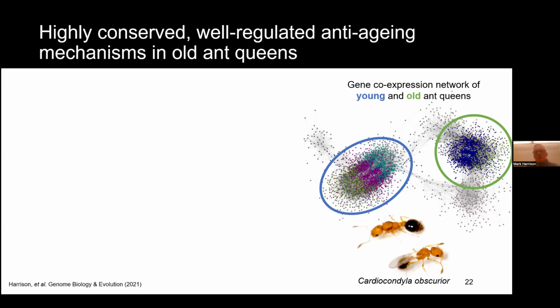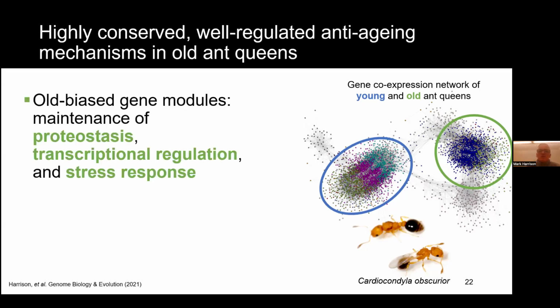And we had a look at which genes belong to these modules which are up or down regulated. And in the modules that are upregulated in old queens, we find lots of functions which are important for combating classic hallmarks of aging, such as related to maintenance of proteostasis, transcriptional regulation, and stress response, among others.